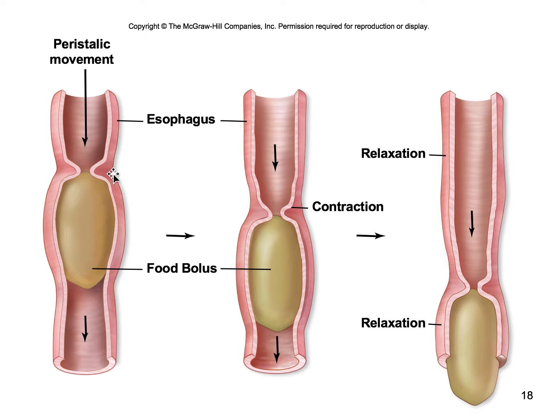So the part that's just behind the bolus will contract. This means that the bolus can't go back up, there's no space for it, and it can only go in one direction. Then this part contracts, then this part contracts, and you see a slow downward one-way muscular contraction that slowly pushes the food bolus down.